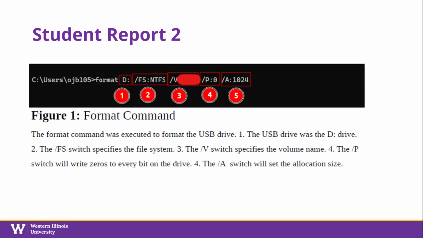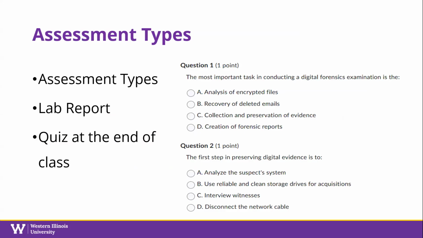They're highlighting every single piece of that command. This is number one, this is number two, this is the file system. This is the label for my drive. Number four, this is the number of passes for writing zeros on the drive, and then the allocation unit. Depending on the lab, some are really good and some just need improvement. Again, it's very important that we have the assessment type.